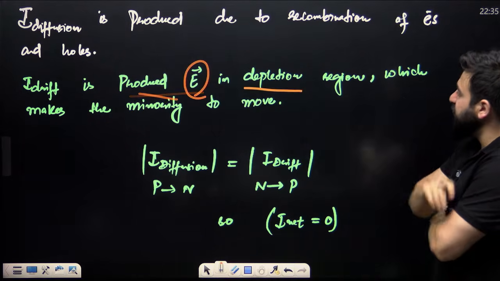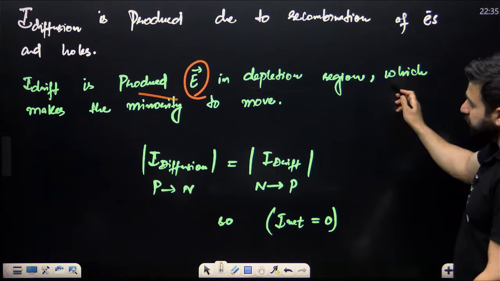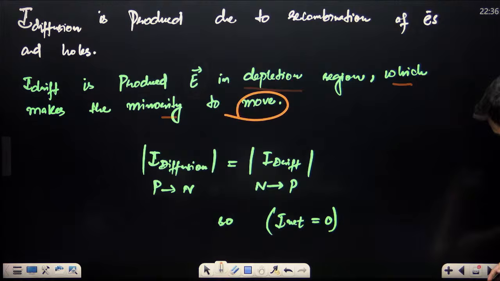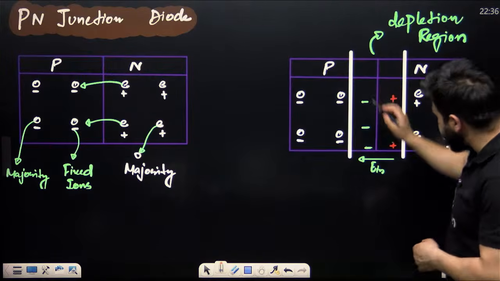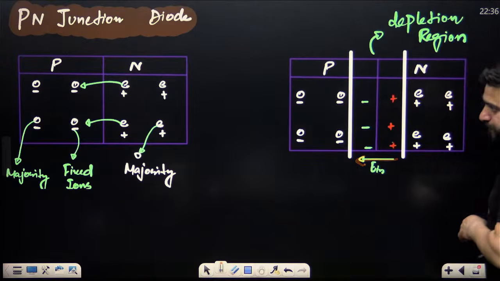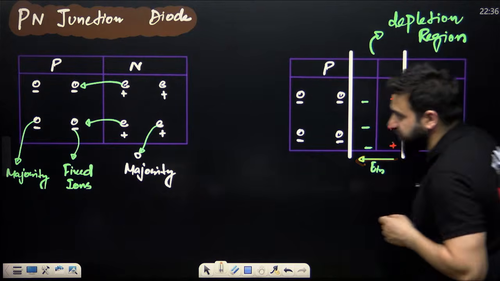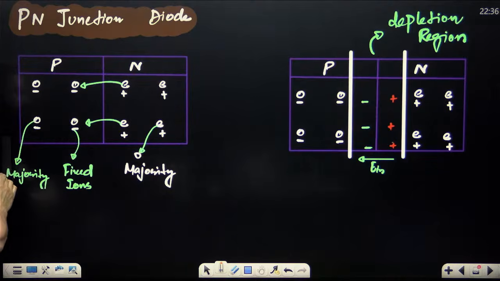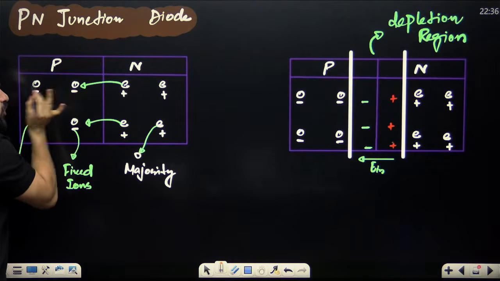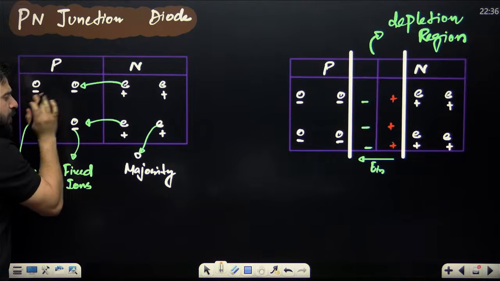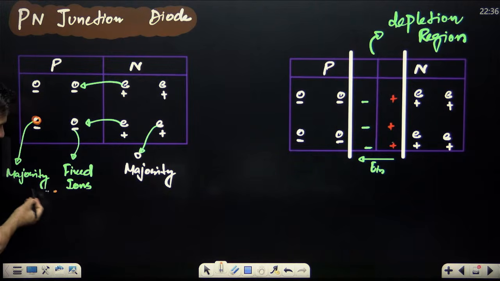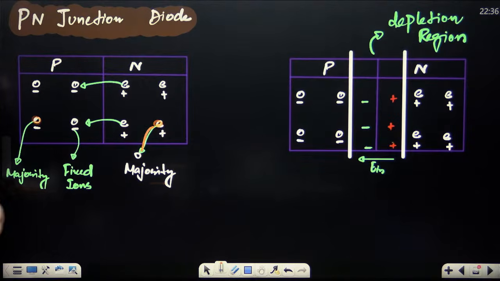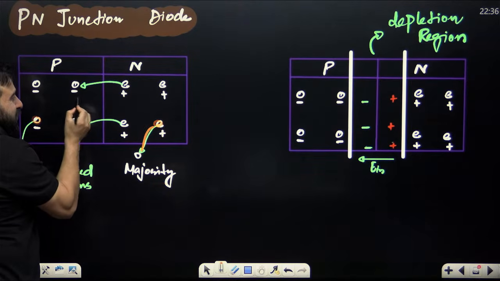The electric field in the depletion region makes the minority charge carriers move. My dear NEET aspirants, due to this depletion region, listen to me very carefully. In case of P-type semiconductor, what are the majority charge carriers? These holes. What are the majority charge carriers here? These electrons. So what is the minority over here? Minority over here is electrons.